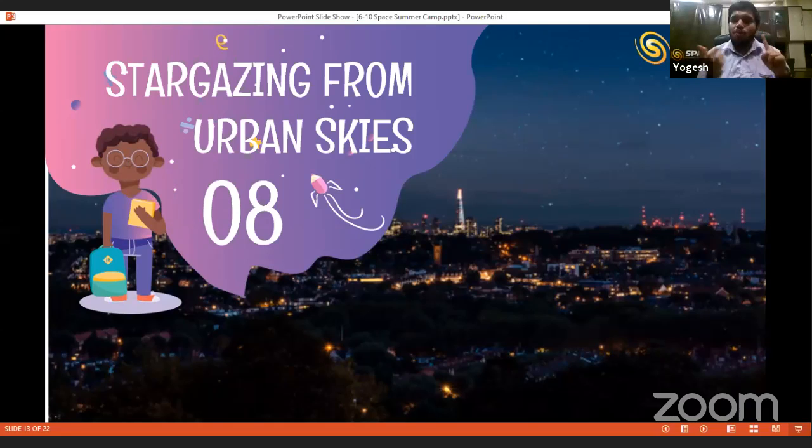So we'll talk about what are prominent constellations easily visible from the urban skies. Let's say if I talk about the cities where the sky is not very good, still you can do stargazing. What all different parts of astronomy can we carry out, like constellation hunting, mapping the Moon? Right? So these are just two examples which I have given to you.